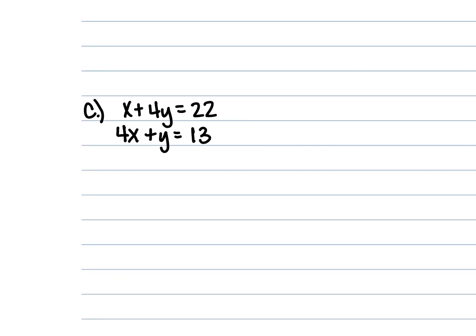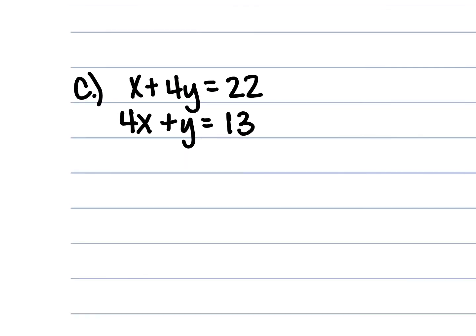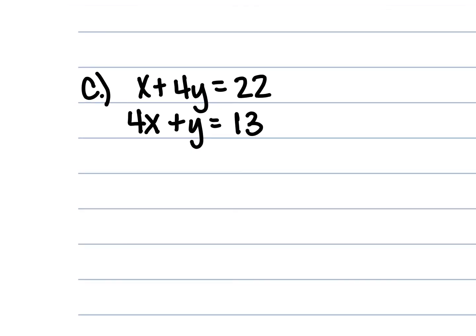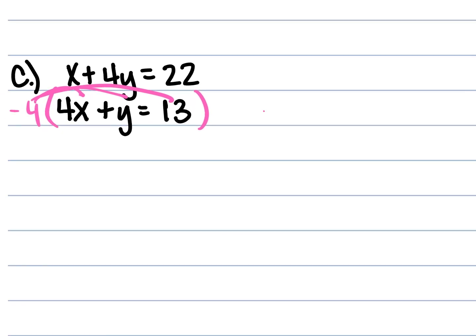All right, for C, do I have the same number but opposites here? Nope. How can I make them the same number but opposites? Multiply which one by -4? All right, let's multiply the bottom by -4. So everything gets multiplied by -4. So it becomes -16x minus 4y is equal to, what's 13 times -4? -52.